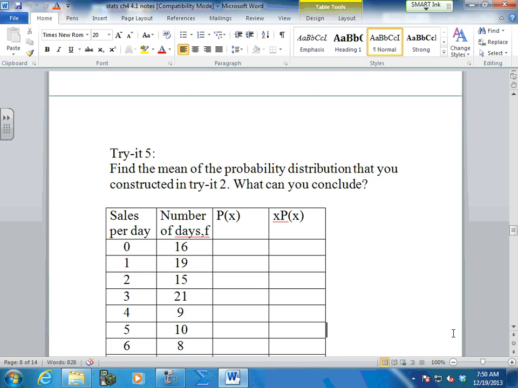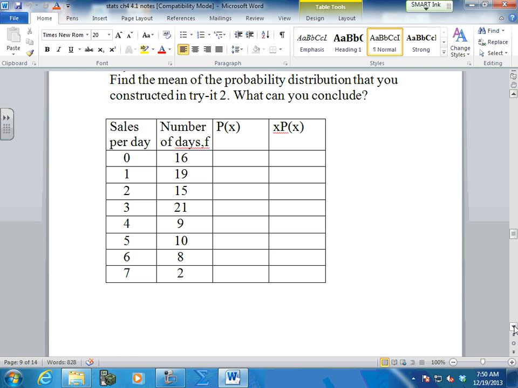This is your table. We just did this. This is your try it too. This is the one we did yesterday. So we figured out this all added up to 100. This is what we did yesterday. So we divided 16 divided by 100. And when we divide everything by 100, we just need to move the decimal place 2 places. Watch the 9. You got to move it and put a 0 in front.